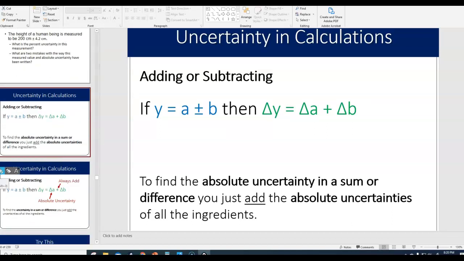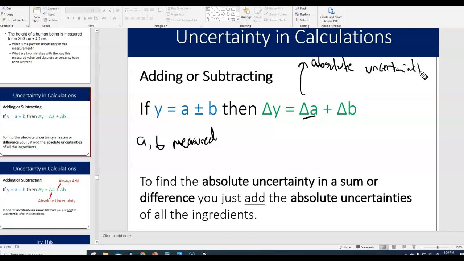What is this y and a and plus or minus and delta and all that? Basically what this is saying is that if you are either adding or subtracting, let's say a and b are measured values. If you're adding or subtracting any two measured values, delta y, that is the uncertainty in the sum, would be delta a plus delta b. Well, delta a is the absolute uncertainty in A. And likewise, delta B is the absolute uncertainty in B.